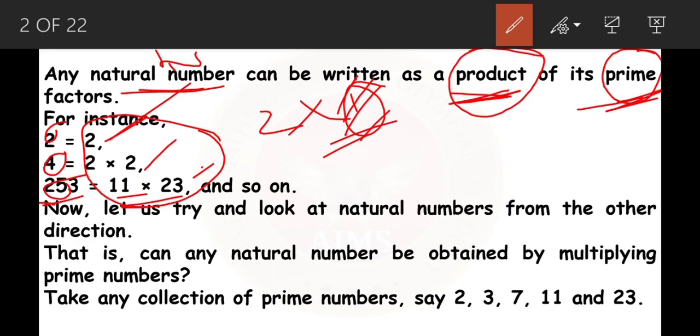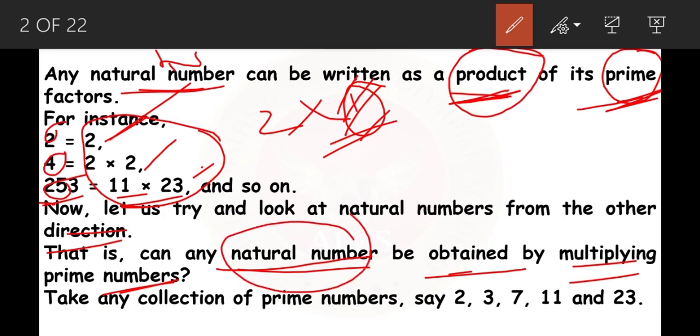Now let's look from the other direction. Let's see it in reverse. The question is, can any natural number be obtained by multiplying prime numbers? Previously we said a natural number can be written as a product of prime factors, like 2, 4, 253. Now the question is, can any natural number be obtained by multiplying prime numbers?